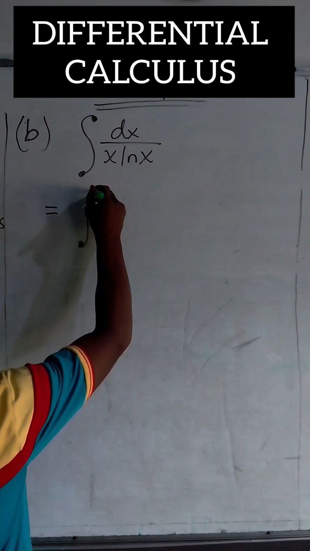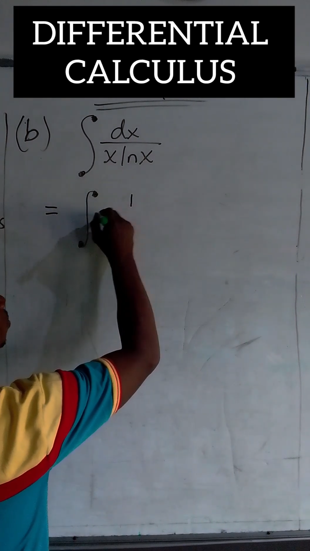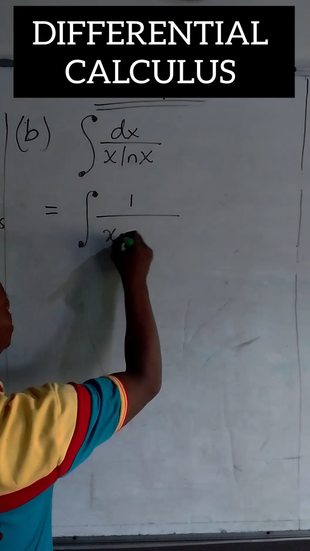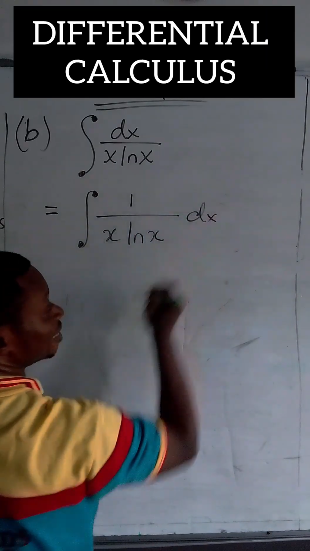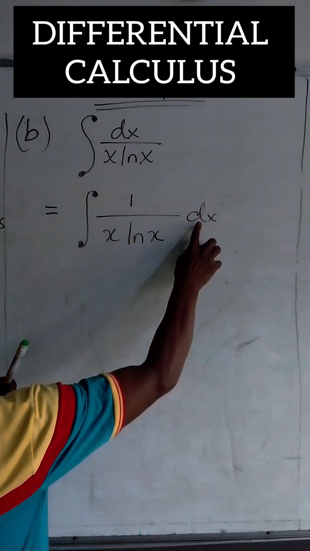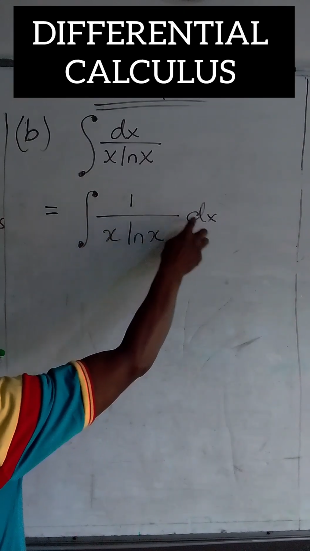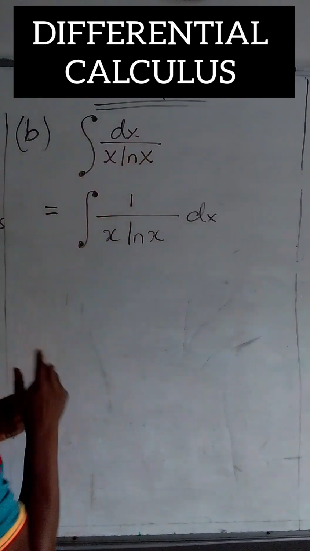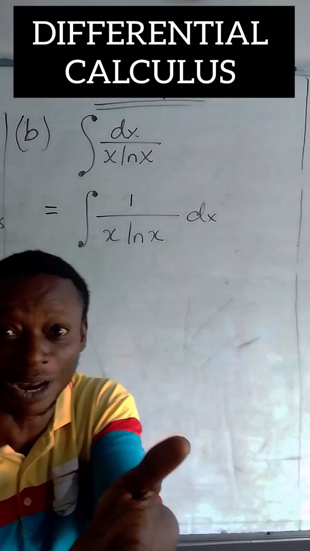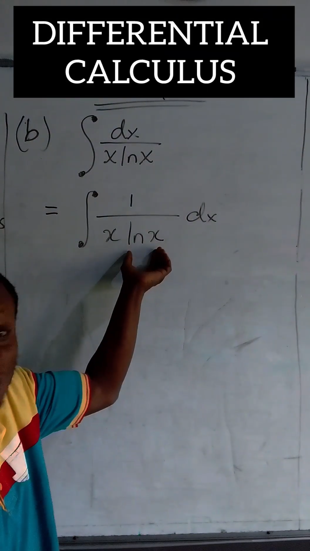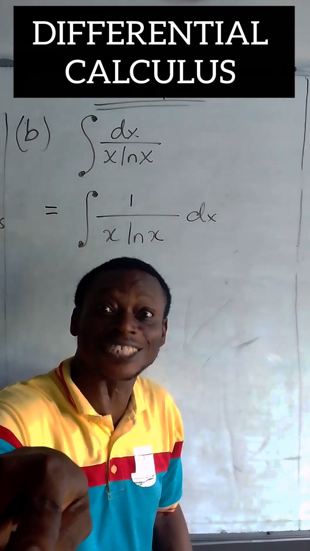Integral of 1 over x, Napierian log of x, dx is the same thing. Because if you multiply dx by 1, that is when that dx will come on top of this. So there's no problem about that. Now we are looking for the fashionable functions here for us to use as u.